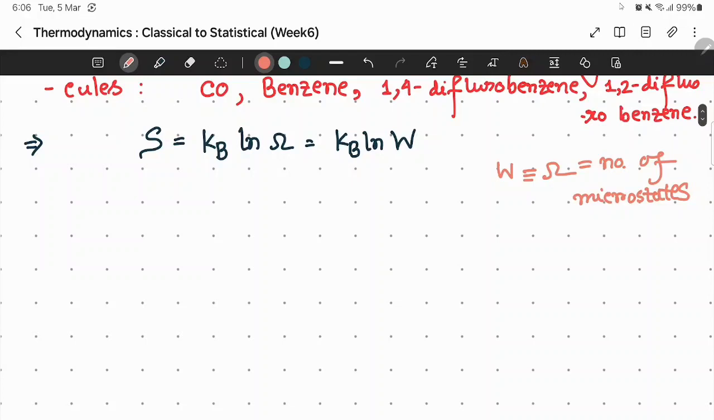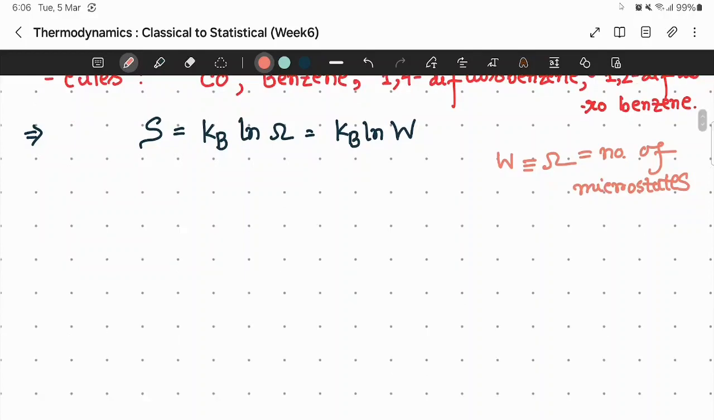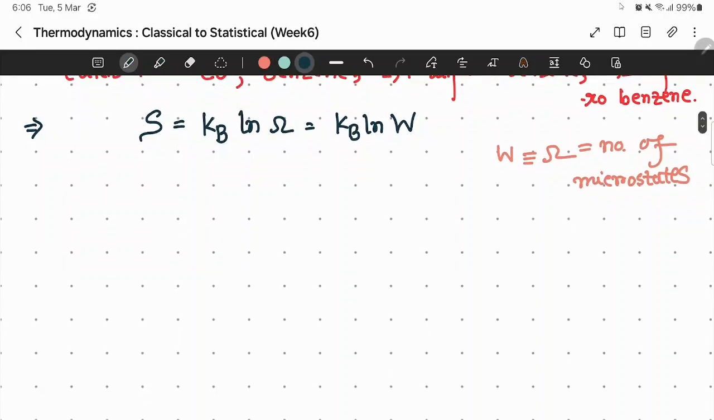One thing, is there any doubt regarding the questions discussed in the last class? No, sir, it is all right. Okay, so this is the formula. Let me continue with the form of W, because in class it is used as W, the number of microstates. So it's better to carry forward on the same notation, but both notations can be used.